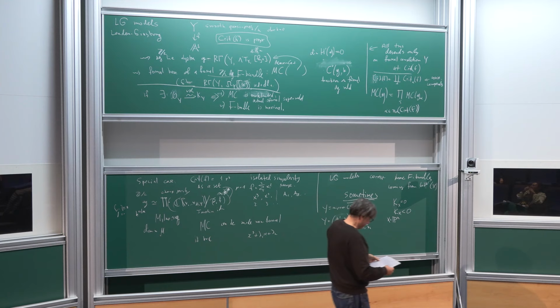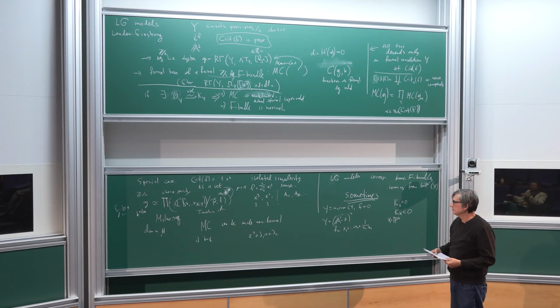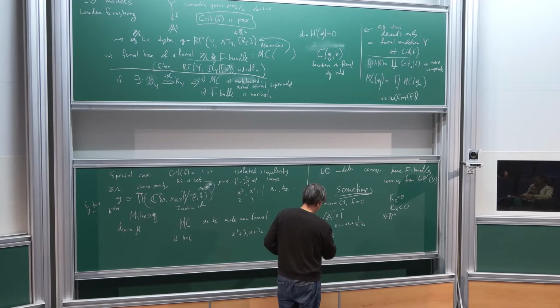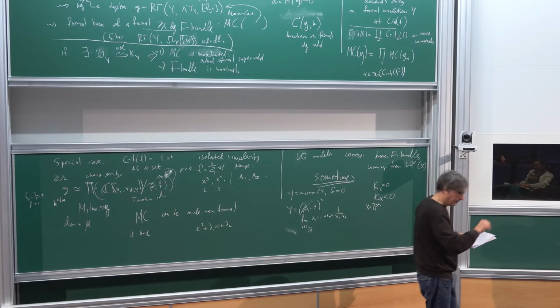So here in this case, what is the singular locus? Singular locus will be n plus one roots of one, all roots of 1 of order n plus 1. I see. So it's finitely many. Finitely many, yes. It's isolated. Isolated Morse singularity.